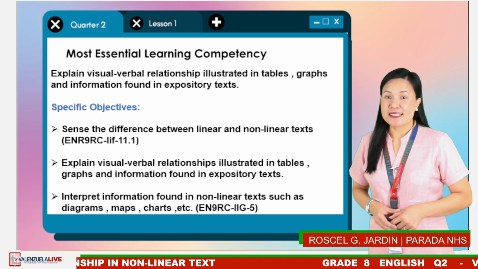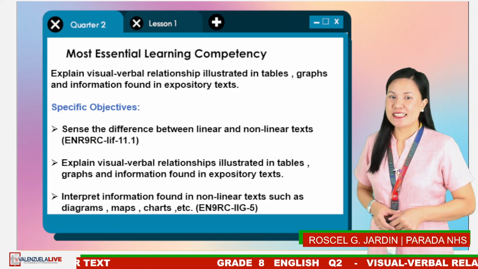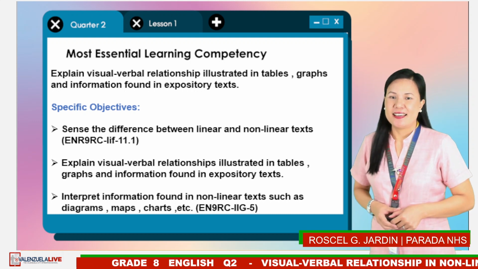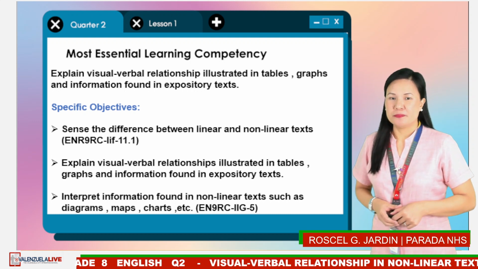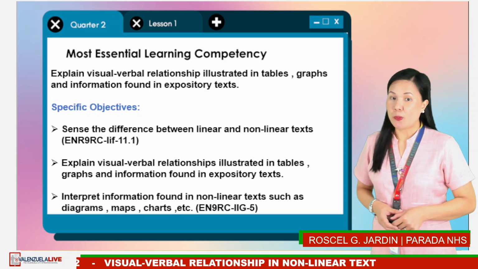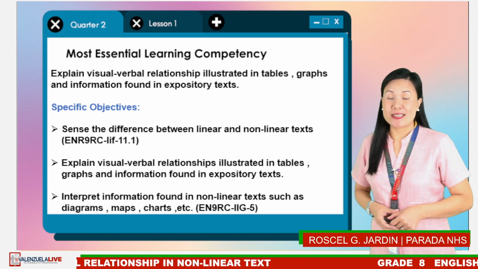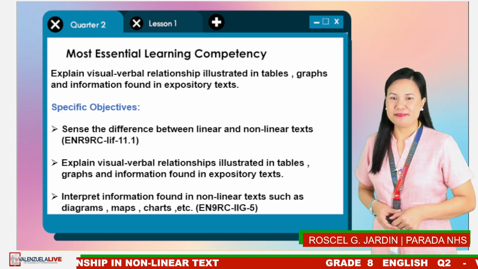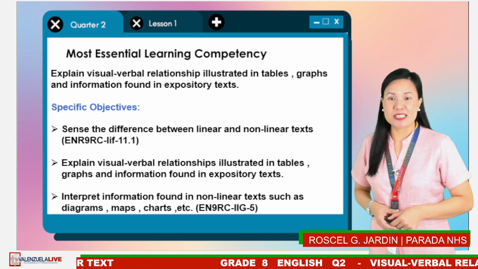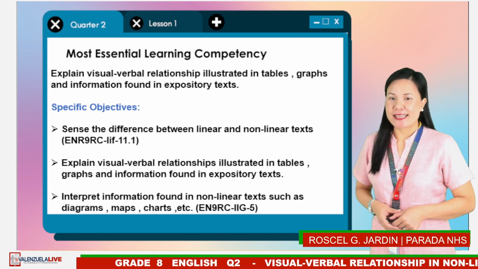While these are our specific objectives: sense the difference between linear and non-linear texts. Explain visual-verbal relationship illustrated in tables, graphs, and information maps found in expository texts. Interpret information found in non-linear texts such as diagram, maps, charts, and others.